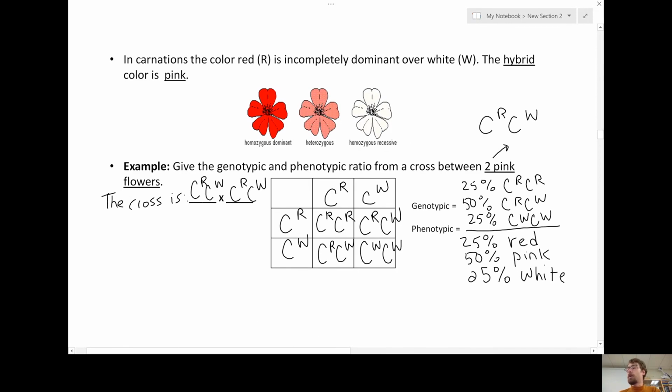Right, so with carnations, again, a type of flower. Homozygous dominance would be C^R C^R. Homozygous recessive would be C^W C^W. In this incomplete dominance, you'd have one of each allele, and you'd end up with a pink flower.